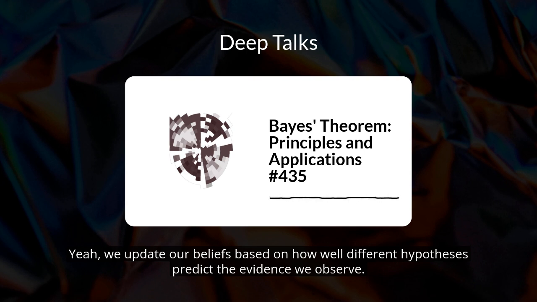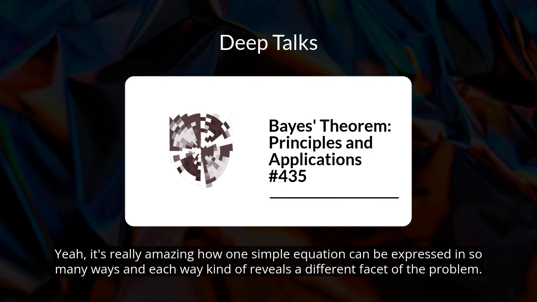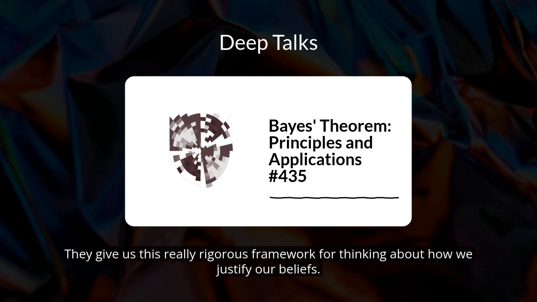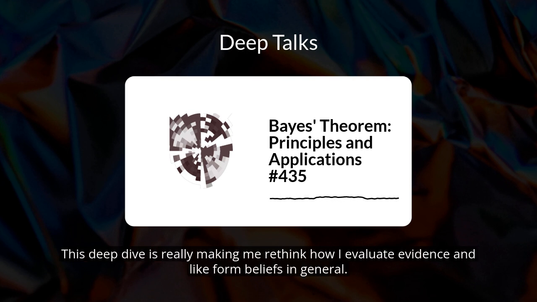We update our beliefs based on how well different hypotheses predict the evidence we observe. It's really amazing how one simple equation can be expressed in so many ways, and each way reveals a different facet of the problem. And for a philosopher like you, these variations can be super valuable for analyzing arguments and evaluating evidence. They give us a really rigorous framework for thinking about how we justify our beliefs. This deep dive is really making me rethink how I evaluate evidence and form beliefs in general.